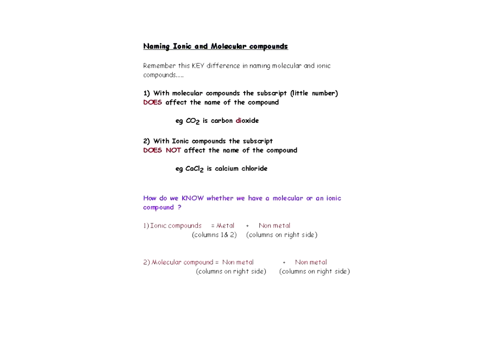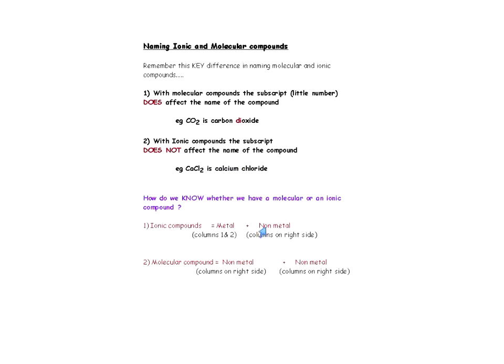Okay. So now we're going to briefly go over the difference between ionic and molecular compounds, how you name them. You remember that when you have a molecular compound like CO2, the little 2, the subscript, affects the naming, so you make it carbon dioxide because of the 2, whereas if you have an ionic compound like calcium chloride, the 2 doesn't affect it, so it's not calcium dichloride.